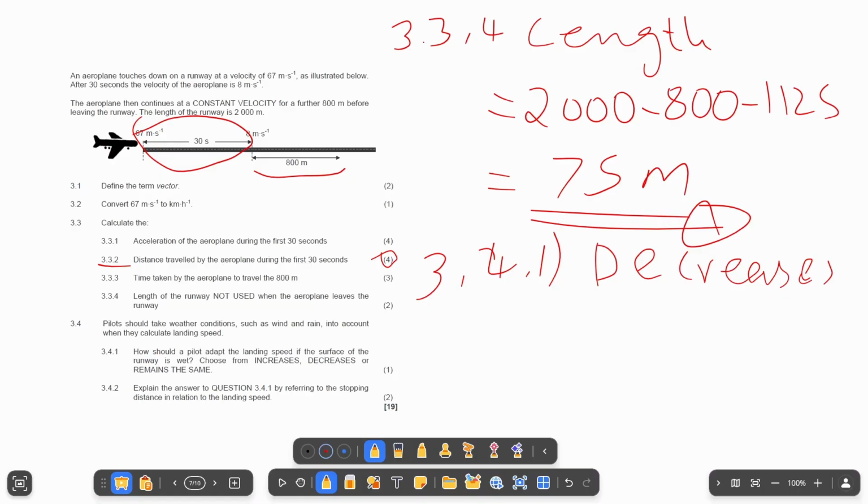That was the last question of this question 3 of the paper.